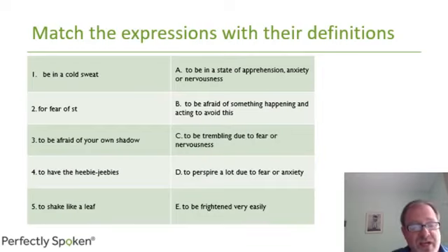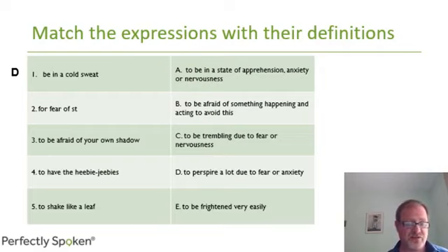Okay, let's have a look at some more expressions and their definitions. To be in a cold sweat, for fear of something, to be afraid of your own shadow, to have the heebie-jeebies, and to shake like a leaf. And we've got the options: to be in a state of apprehension, anxiety, or nervousness, to be afraid of something happening and acting to avoid this, to be trembling due to fear or nervousness, to perspire a lot due to fear or anxiety, or to be frightened very easily. So the first one, to be in a cold sweat, you're very nervous and anxious and your body starts to sweat, is to perspire a lot due to fear or anxiety.